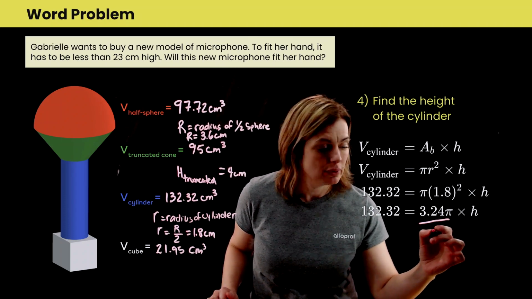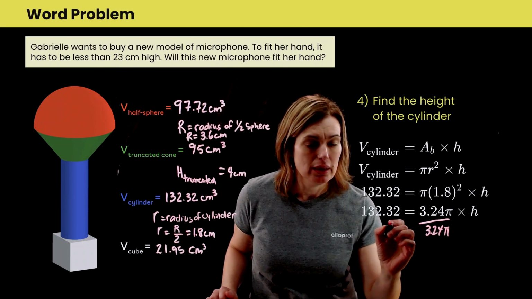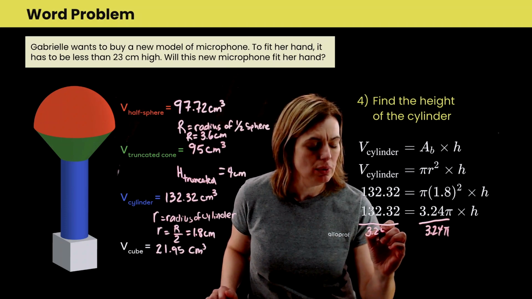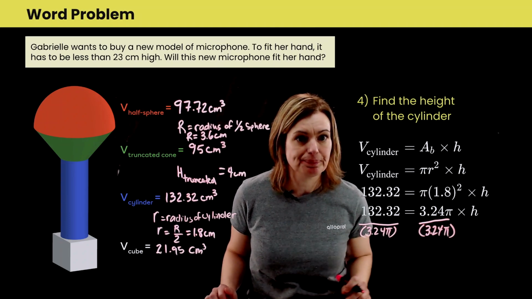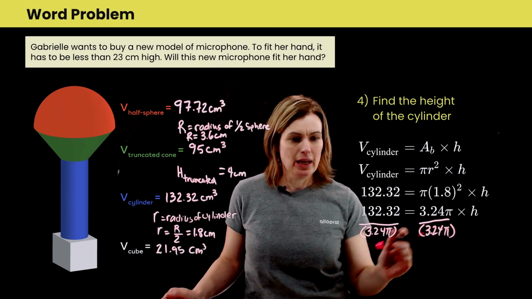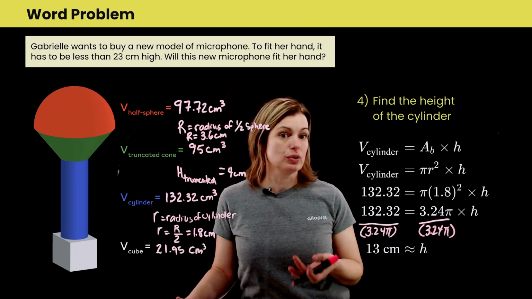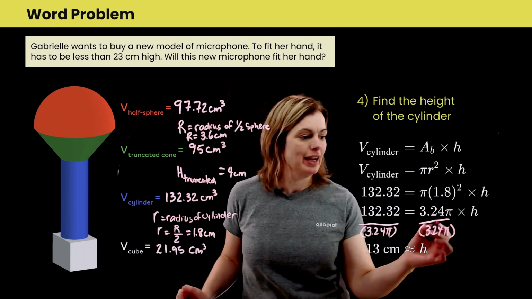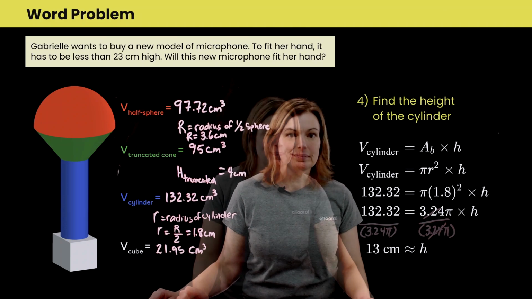So here we go. 3.24 pi over here, and we're going to divide the left side by 3.24 pi also. And I'm going to again throw my brackets around there, just like that. And we end up with a height of 13 centimeters. So that means that the entire cylinder is 13 centimeters high. We got to cancel these guys out. We're good to go. All right.